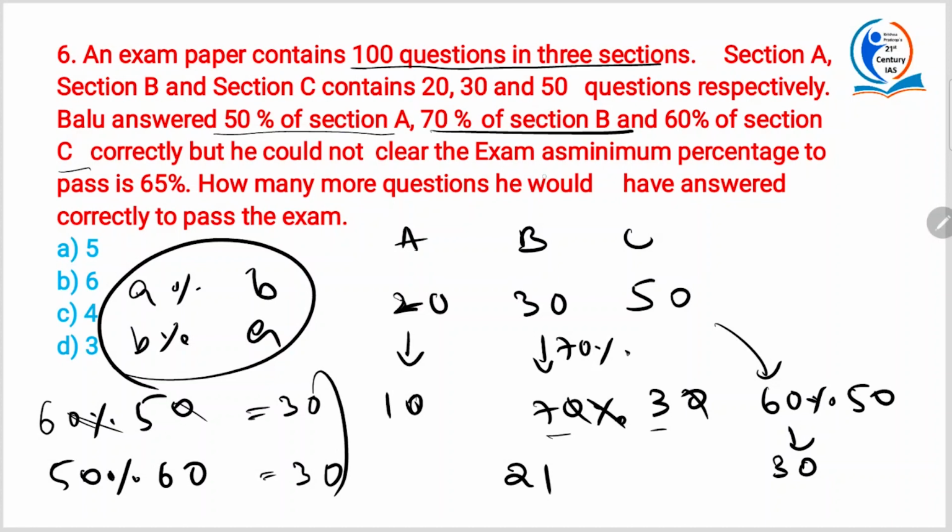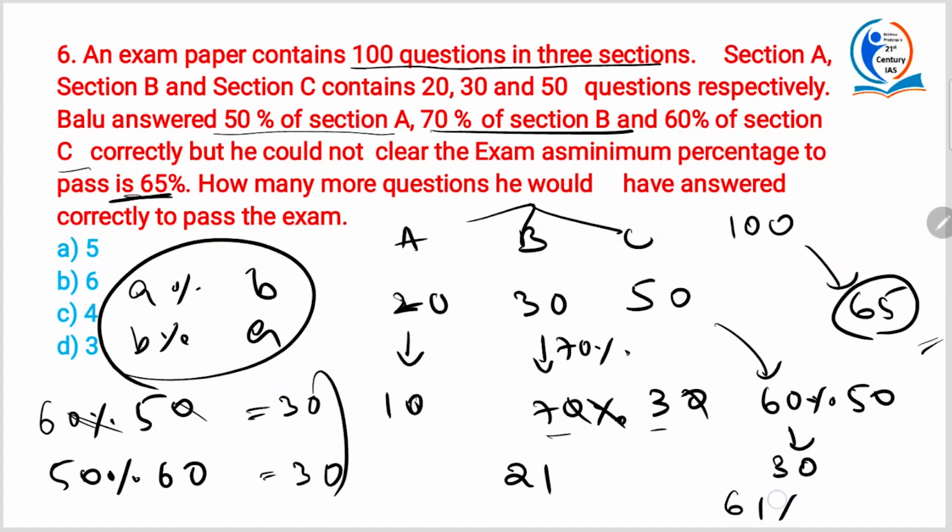But he could not clear the exam as minimum percentage to pass is 65. Okay. So how much did he get? 100 is the total number of questions, no? So 65% means he has to answer 65 questions correctly to pass. But how much did this fellow get? 30 plus 10, 40, 40, 50, 60, 61. He got only 61 correct, or he got 61%. Okay. How many more questions he would have answered correctly to pass the exam? So how many more questions? 65. What is the difference? 65 minus 61? It's 4.